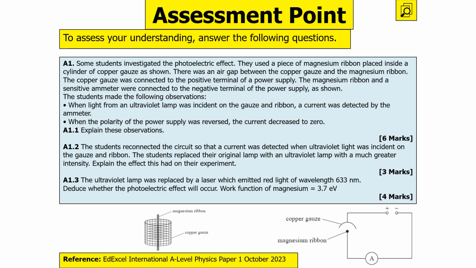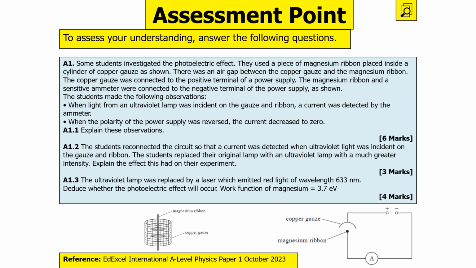The next question says, students investigated the photoelectric effect. They used a piece of magnesium ribbon placed inside the cylinder of a copper gauze as shown. There was an air gap between the copper gauze and the magnesium ribbon. The copper gauze was connected to the positive terminal of a power supply. The magnesium ribbon and the sensitive ammeter were connected to the negative terminal of the power supply as shown. The students made the following observations. When the light from an ultraviolet lamp was incident on the gauze and ribbon, a current was detected in the ammeter. When the polarity of the power supply was reversed, the current decreased to 0. Explain these observations. Then the students reconnected the circuit so that a current was detected when ultraviolet light was incident on the gauze and the ribbon.